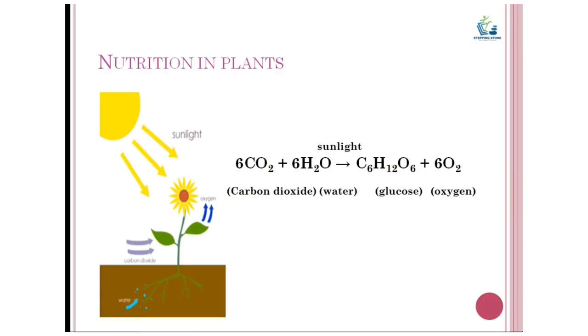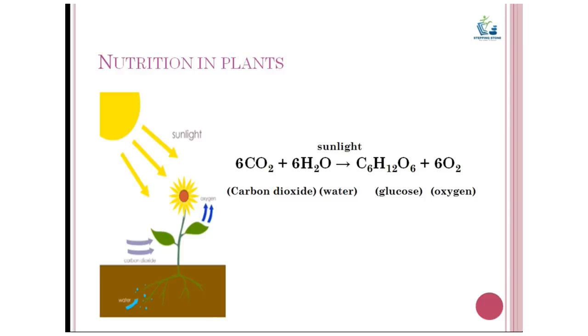Just like other organisms, plants also require food which can supply energy for their various metabolic activities. So we know that plants can prepare their own food. The process by which green plants make their own food from carbon dioxide and water by using sunlight energy in the presence of chlorophyll is called photosynthesis.